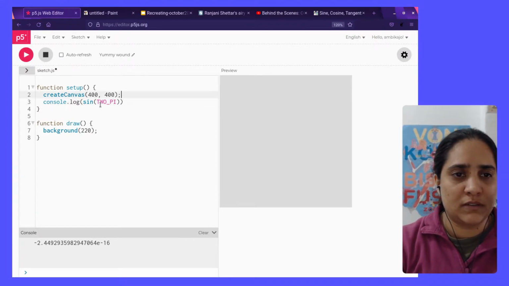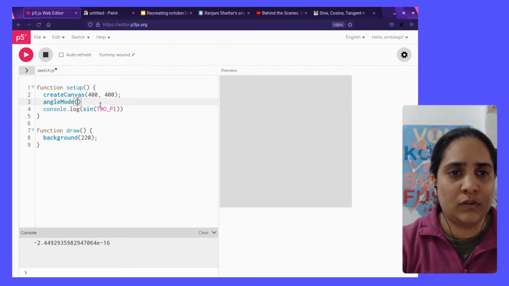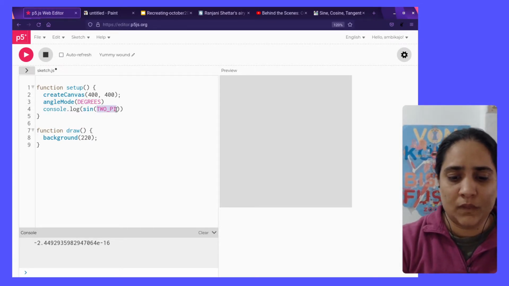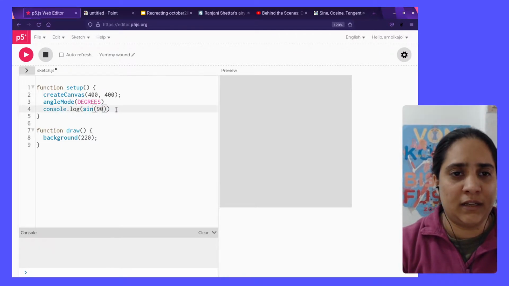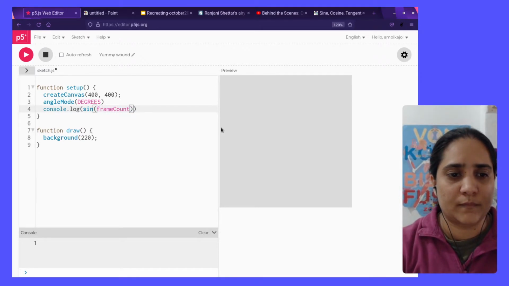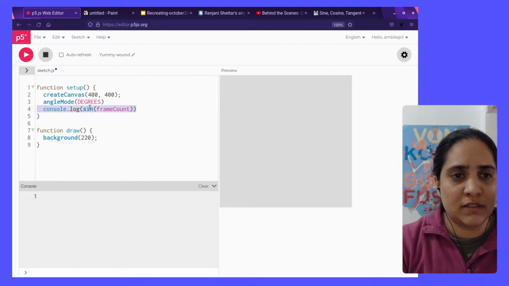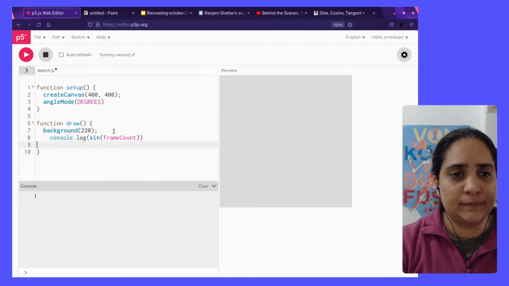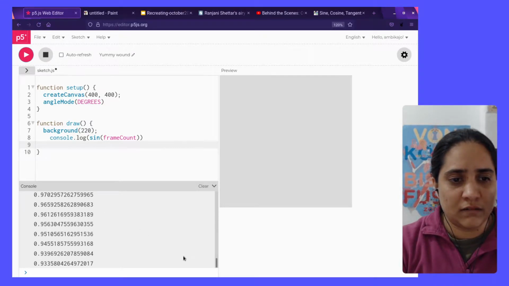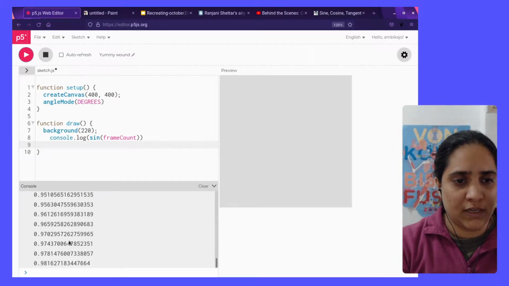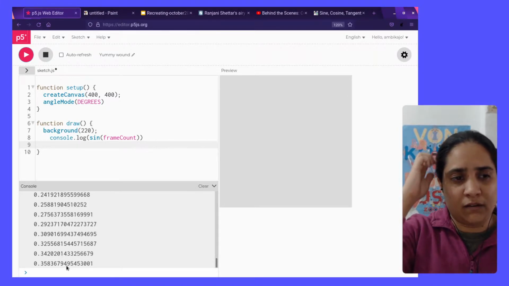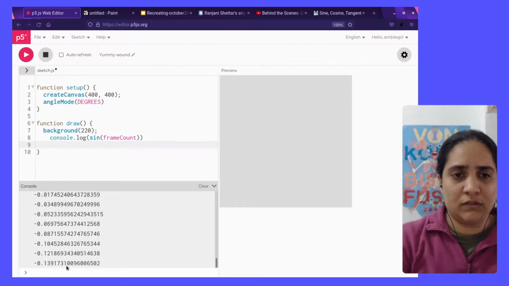So if I were to put angle mode degrees, and here instead of pi I put sine 90, it should give me 1, right? But here instead of sine 90, suppose I wrote frame count. Now this is in setup, so it will not give me anything, but I'll put it here, and then you'll see that suddenly a lot of numbers are emerging, and you can see it went to -1, and then it's coming back to 0, tending to 3 or something, and then coming back. So it's giving you like a wave, right? So pretty easy to use then.